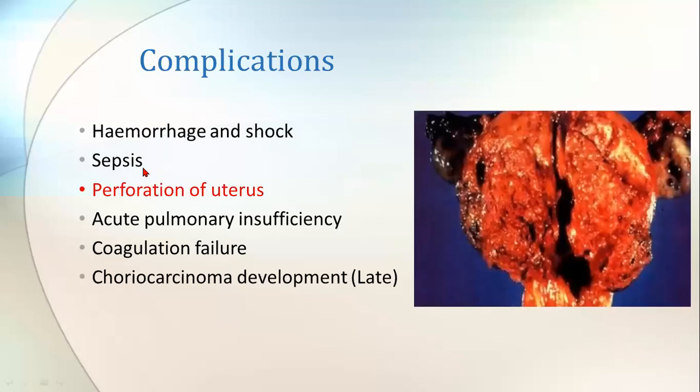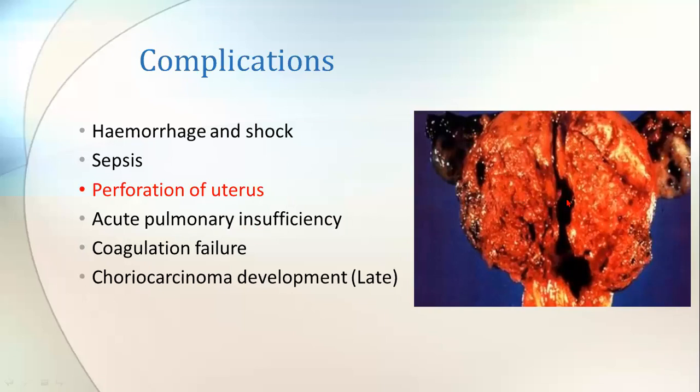Next is the perforation of the uterus. As I already said, to accumulate all these vesicular moles, blood clots and concealed blood, the uterus starts expanding. At the weakest point, the rupture of the uterus takes place, and these moles present inside the cavity tend to enter the bloodstream and first metastasize to the lungs, leading to breathlessness, cough, hemoptysis. That I have already discussed, that is pulmonary insufficiency.